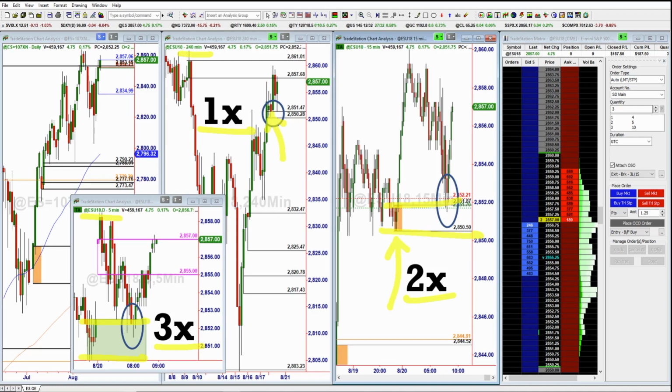Hopefully this was helpful for you guys. Again, these are the type of opportunities that we're looking for each and every day in the markets.